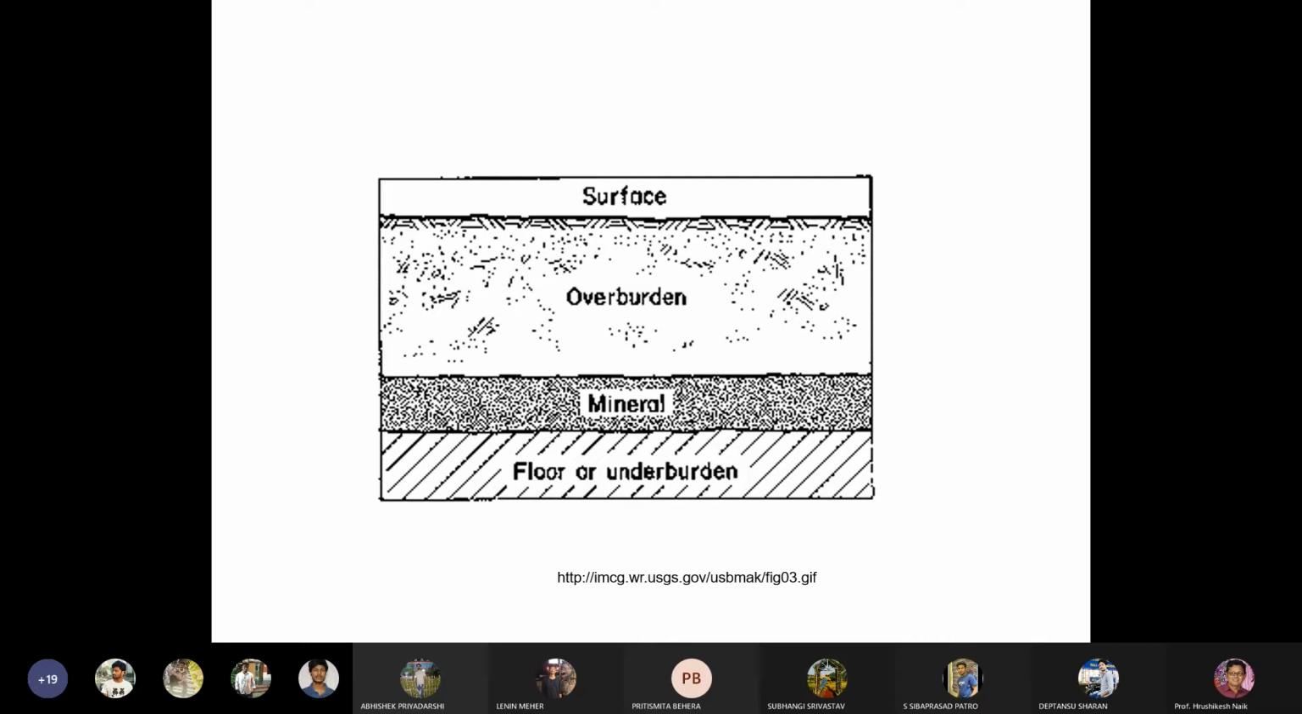So you have to remove the surface vegetation. After that, you have to remove the overburden, rock and soil to reach the mineral deposit. After that only you will get the mineral. So below the mineral, you are having underburden or floor, above which the mineral deposit is lying. So this is the layer of rock, layer of mineral showing in this figure.